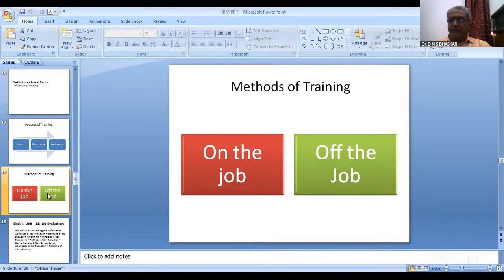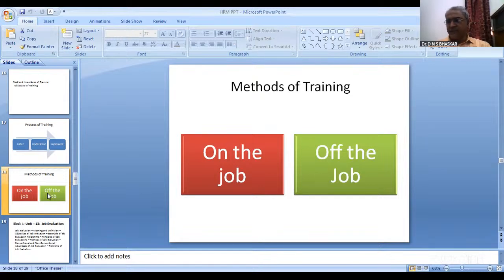Then coming to the off-the-job training methods, let us complete this one. Let us go through all these aspects in a fast manner so that we will be able to understand. Off-the-job training methods means the employee is not put on the job directly. He may be asked to get the knowledge by means of a vestibule training program. Similar conditions will be provided to them, so then he will learn how to do the job.